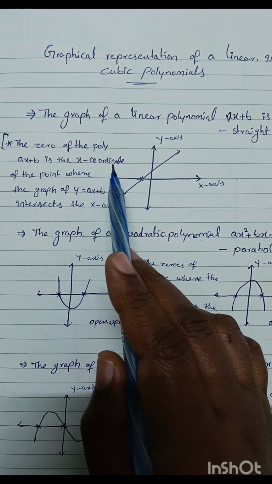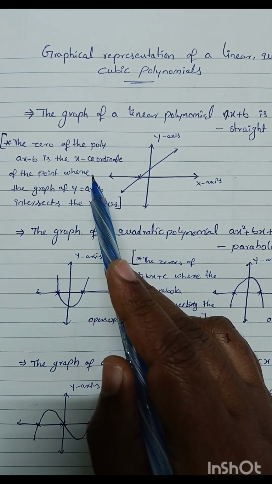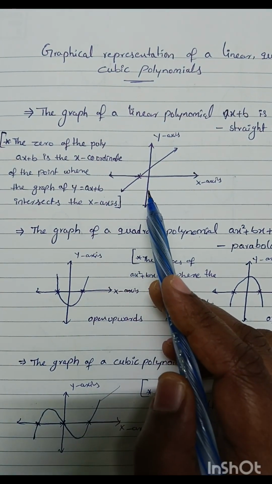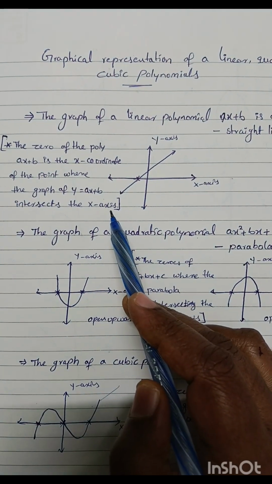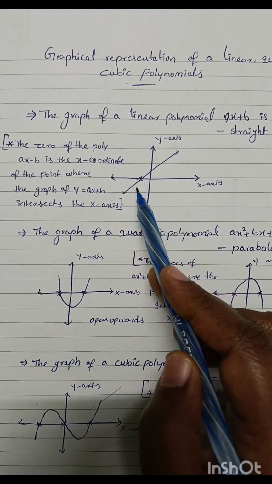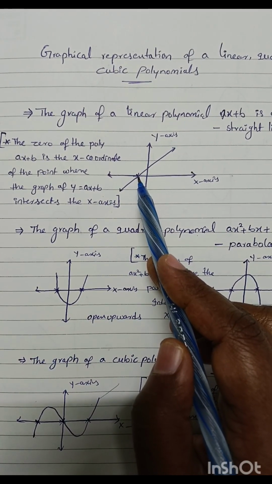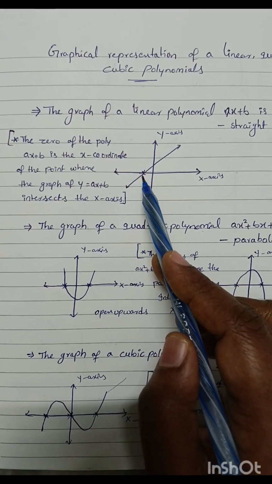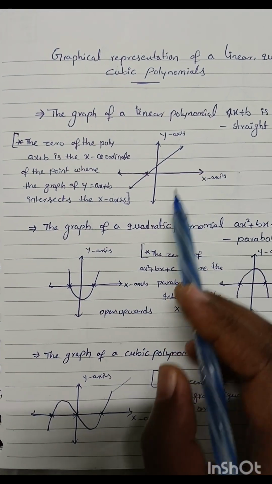The zero of a polynomial ax plus b is the x coordinate of the point where the graph of y equal to ax plus b intersects the x-axis. So this is the graph, a straight line. This straight line intersects the x-axis at this point. So the x coordinate of this point is the zero of the polynomial ax plus b.